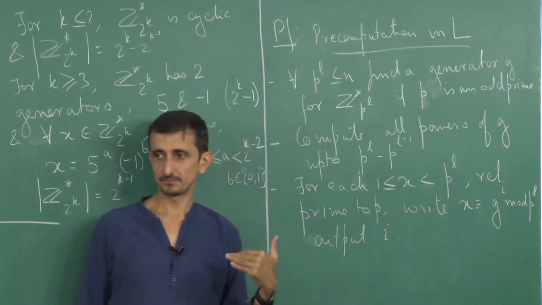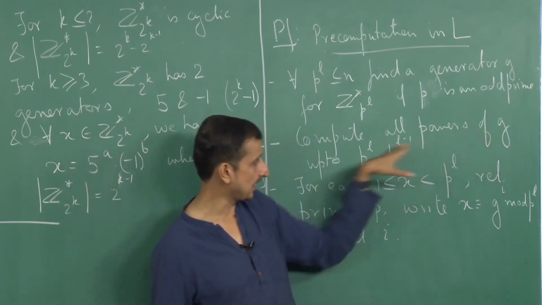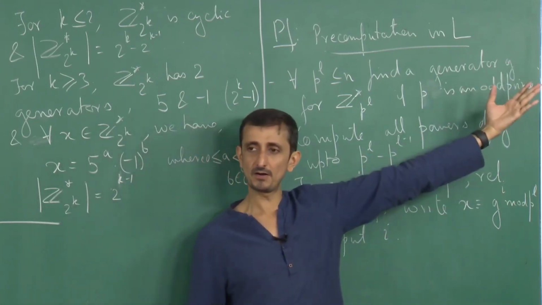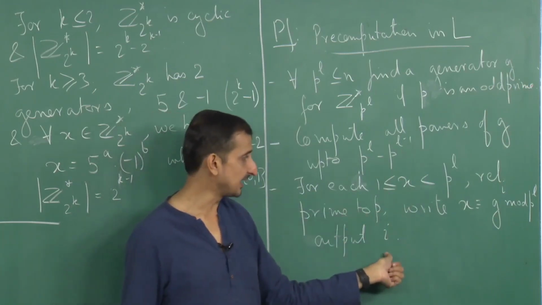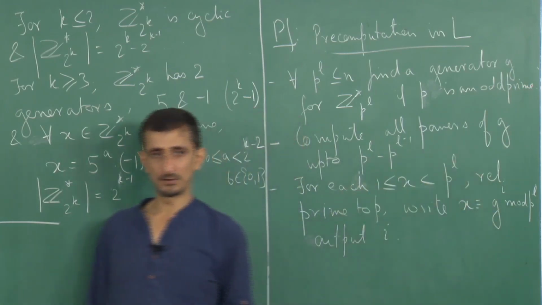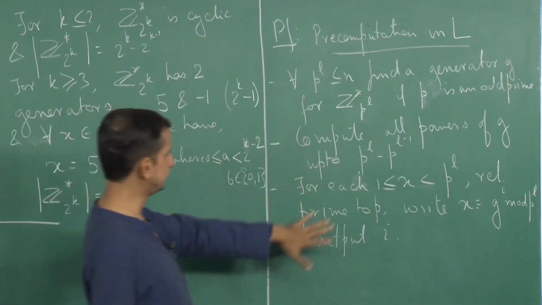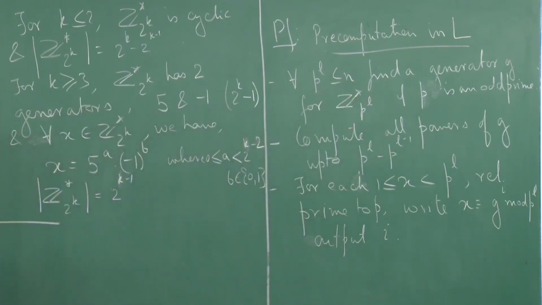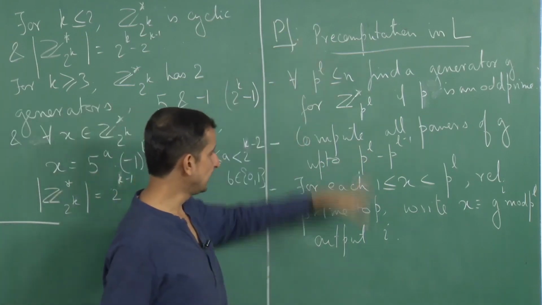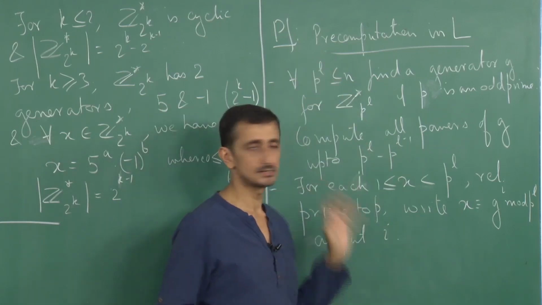So if I have all of this pre-computed, I know what g to the power I is, and given an element x, I know what is the I such that x is congruent to g to the power I. This is a table that I will keep, and I save this for each and every prime power L that is less than n. All these things are pre-computed, and note that in none of these places have I used x. The only thing this depends on is n.